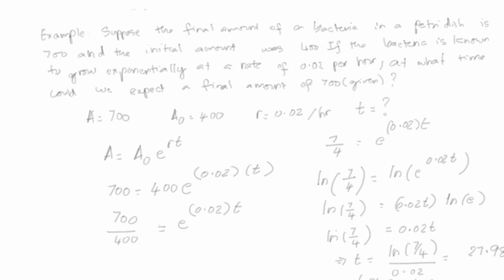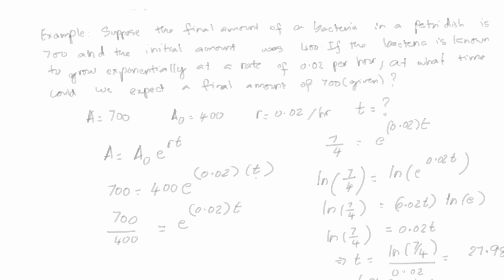Here is another example, which kind of does things backwards. Suppose you have an amount of 700 bacteria at some time t, and you know the bacteria grows exponentially at a rate of 0.02 per hour, and you know that initially it was at 400, and we want to know the time when it became 700. So the final amount is given, the initial amount is given, the rate is given, but the time is not. So we're actually solving for t.